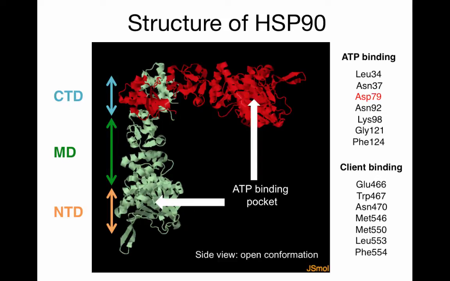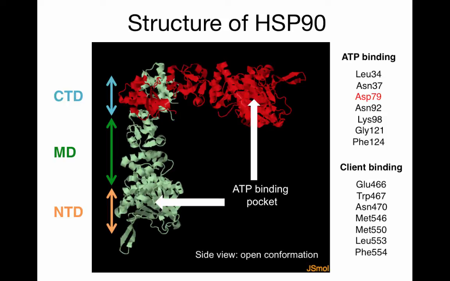So this first slide shows the open conformation of Hsp90 in ribbon form of a previously resolved crystal structure, and as you can see, the protein is a homodimer. Each of the monomers is composed of 3 flexibly joined domains, namely the CTD or C-terminal domain, which is shown in blue, the middle domain, green, and the N-terminal domain, orange.